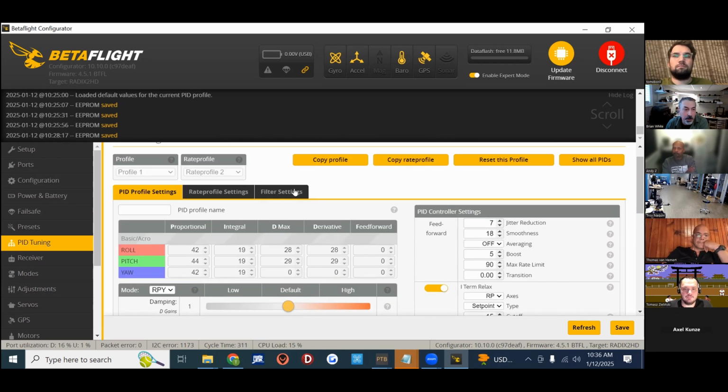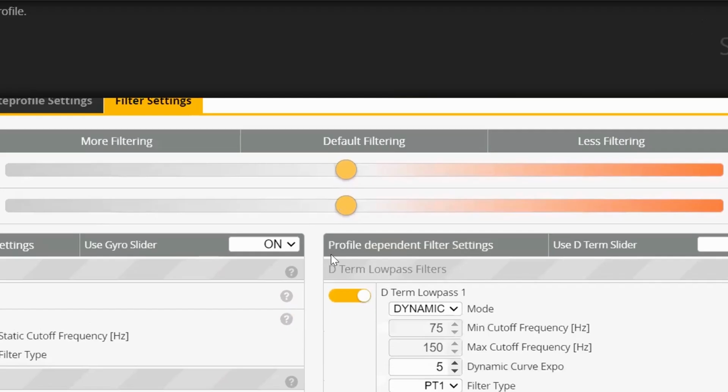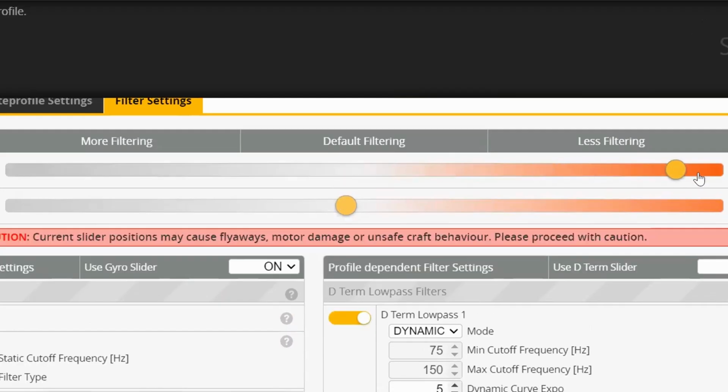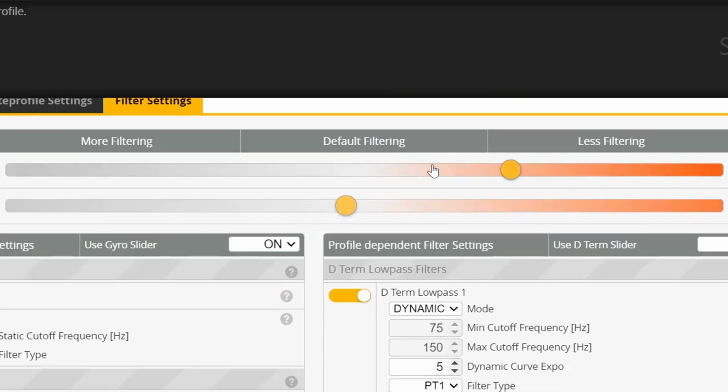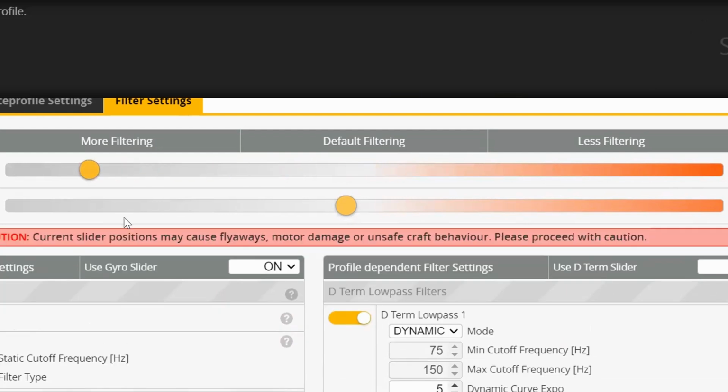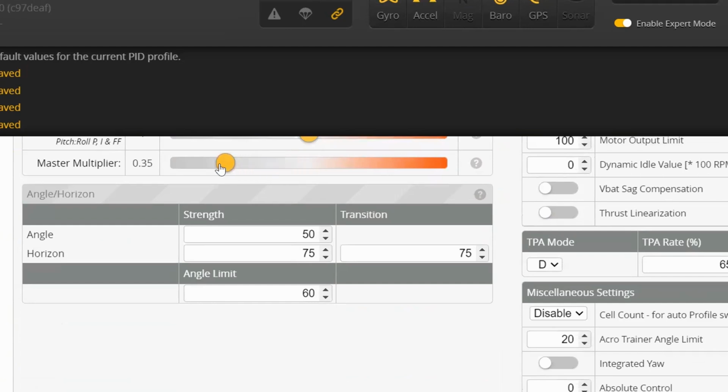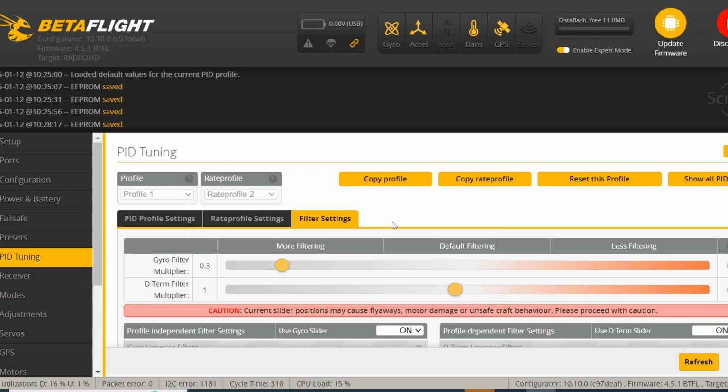There's a reason why when you go into the filters, you'll see the sliders. Notice that if I take this slider all the way to the right, you'll see "current slider position may cause flyaways." Well, guess what? If you keep dropping this all the way to the left, you get the same flag. Because if you increase enough filter delay, you're going to get a flyaway at this point, and you could even have to drop this way down to stop that. So where this is able to be put depends in part on the power of your drone, but also how you've set up and adjusted your filters.